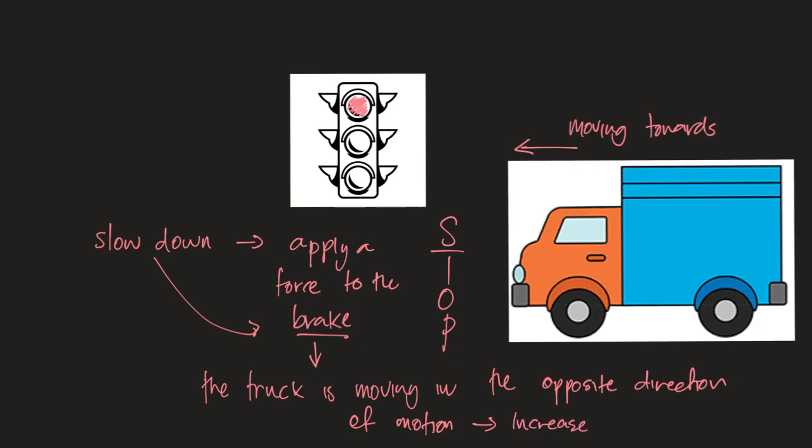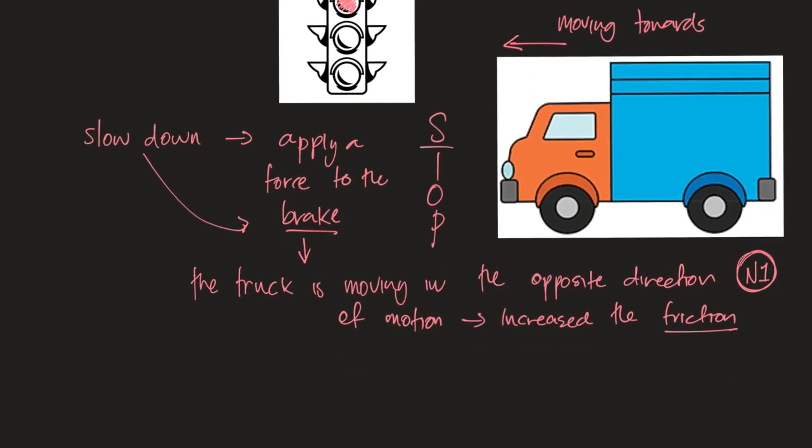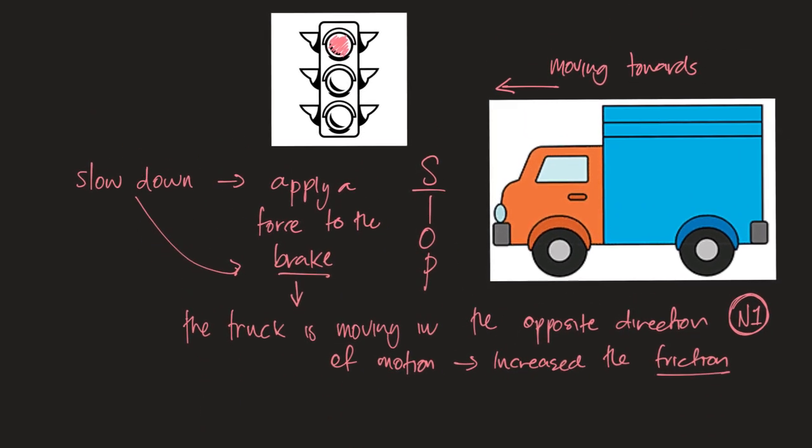The reason is because we have increased the friction. More friction means more force opposing that motion, and that brings us to Newton 1. So now we can relate Newton 1 to Newton 2. If he's moving towards this traffic light and let's say he's far away, because he's far away, he can apply a small force on the brake.